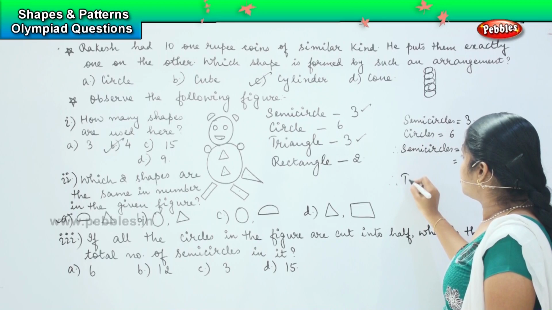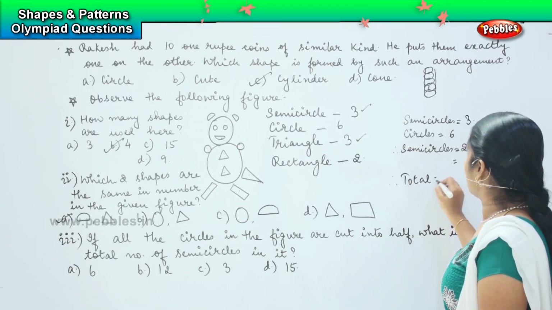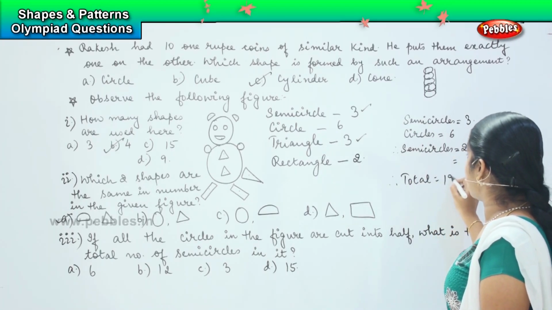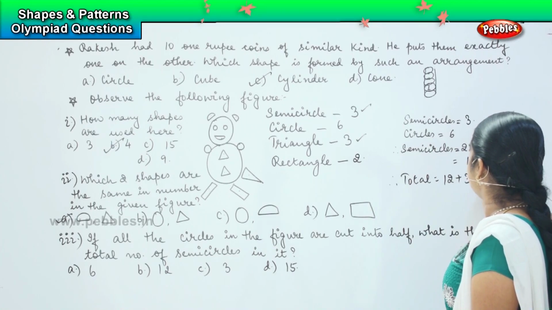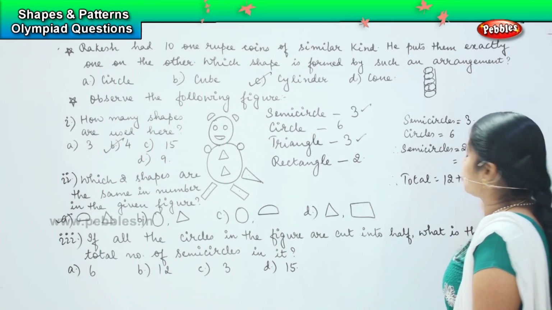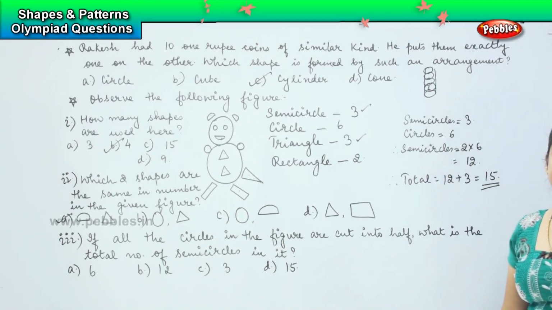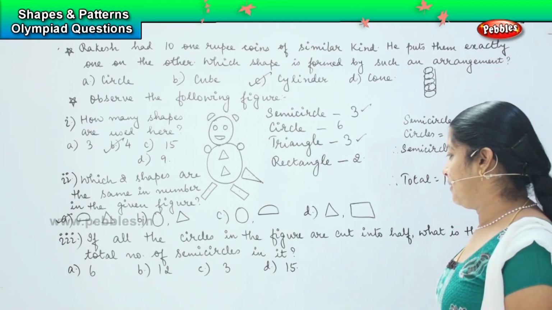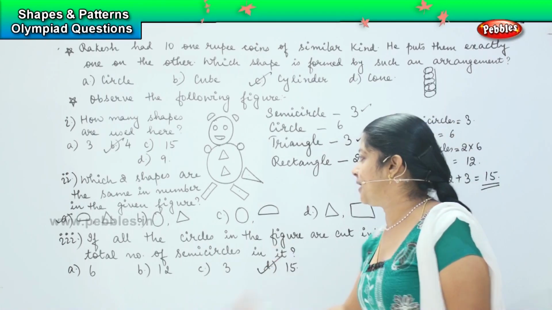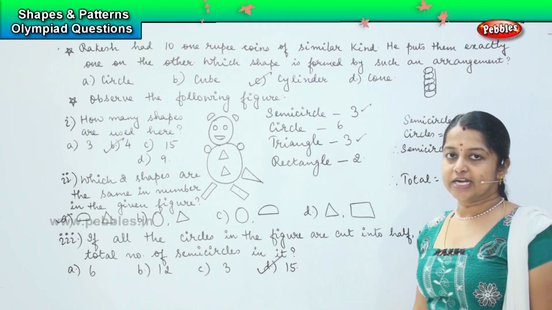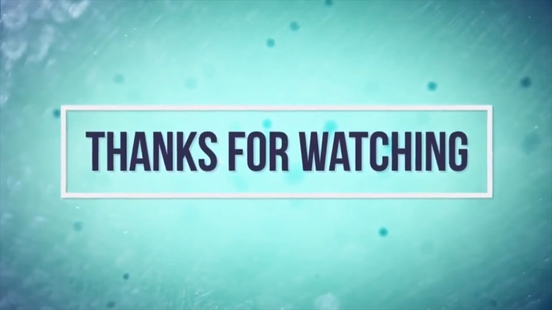So therefore, total is, already there were 3 semicircles. So 12 plus 3 equals 15. So totally there will be 15 semicircles. Where can you find it? It's option D. So did you understand the question?